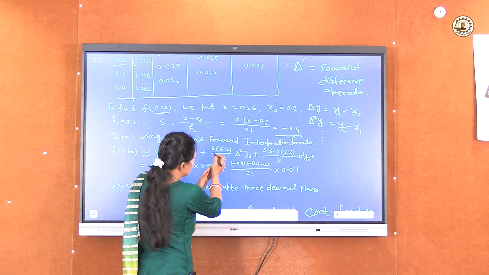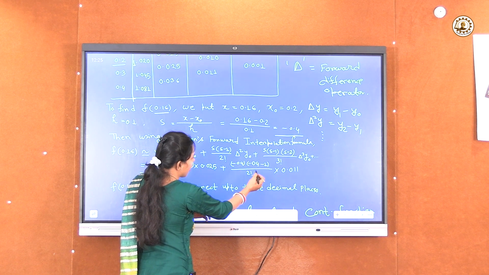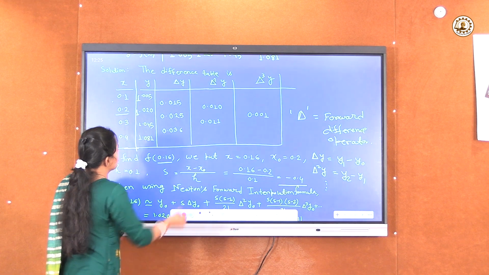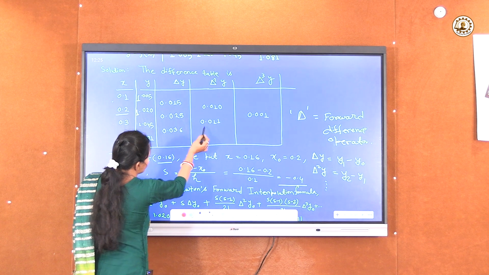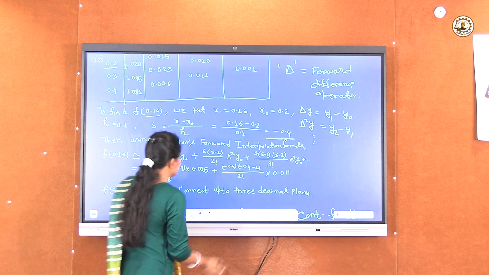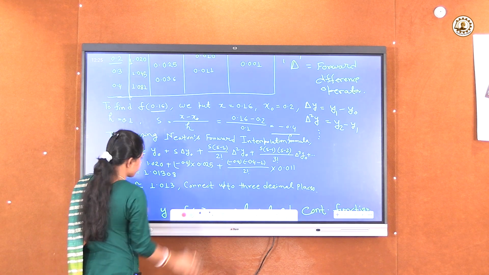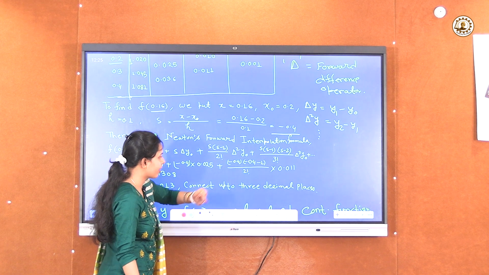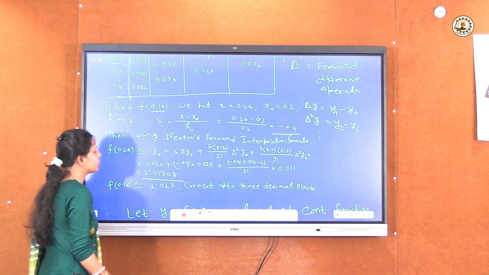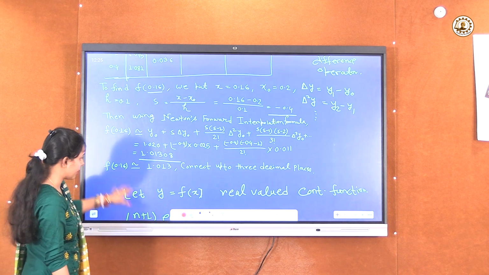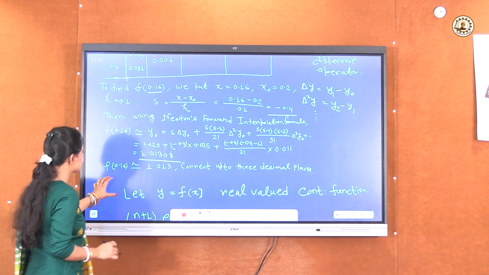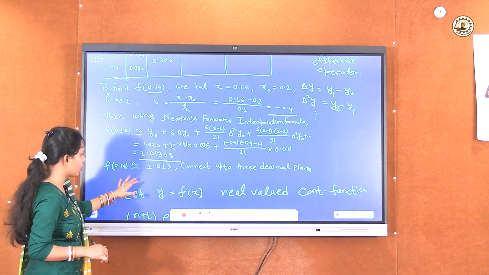Now we calculate s(s minus 1), that is minus 0.4 times (minus 0.4 minus 1), divided by 2 factorial, times delta square y0. Delta square y0 is the diagonal value 0.011. Then we solve the decimals with the 2 factorial. After calculation we get the result 1.01308. Here we take it correct up to 3 decimal places, so 1.013 is our result, f of 0.16.